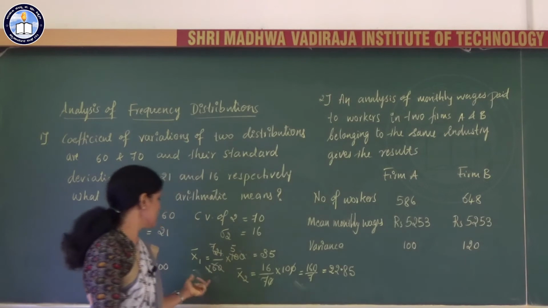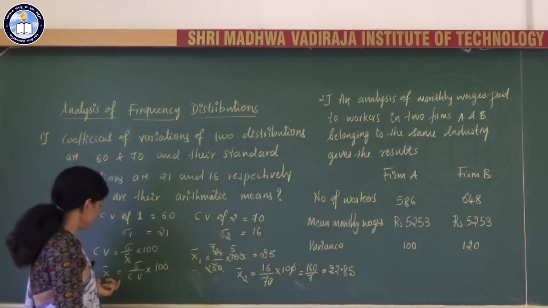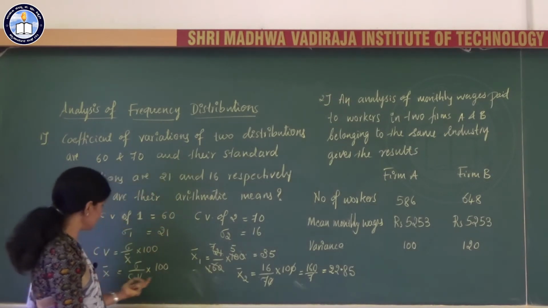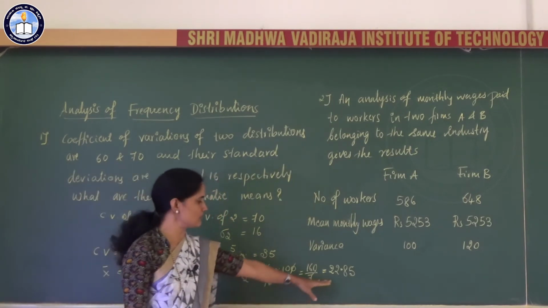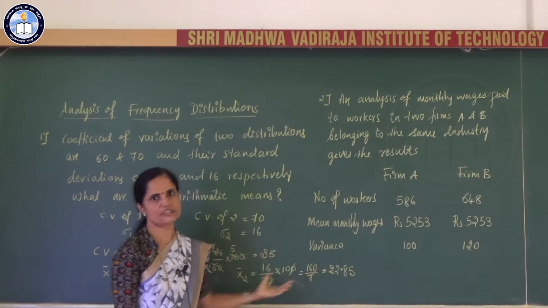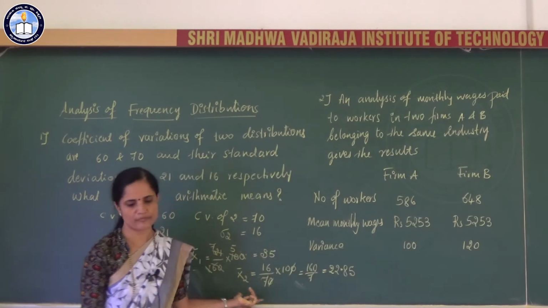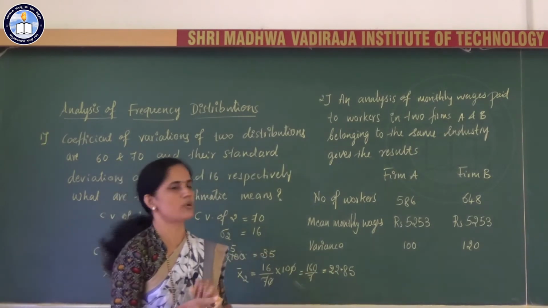So the mean of the first series is equal to 35 and the mean of the second series is equal to 22.85. So that's the solution for this problem. And now read the second problem.